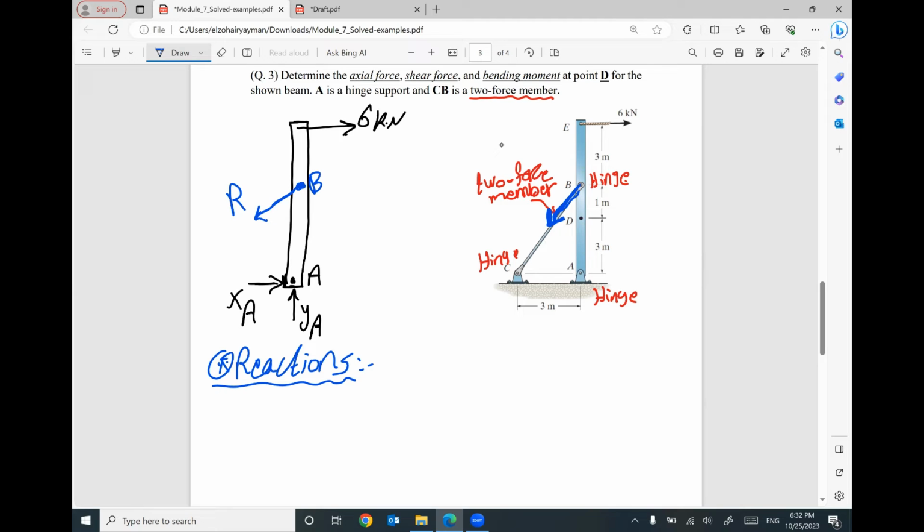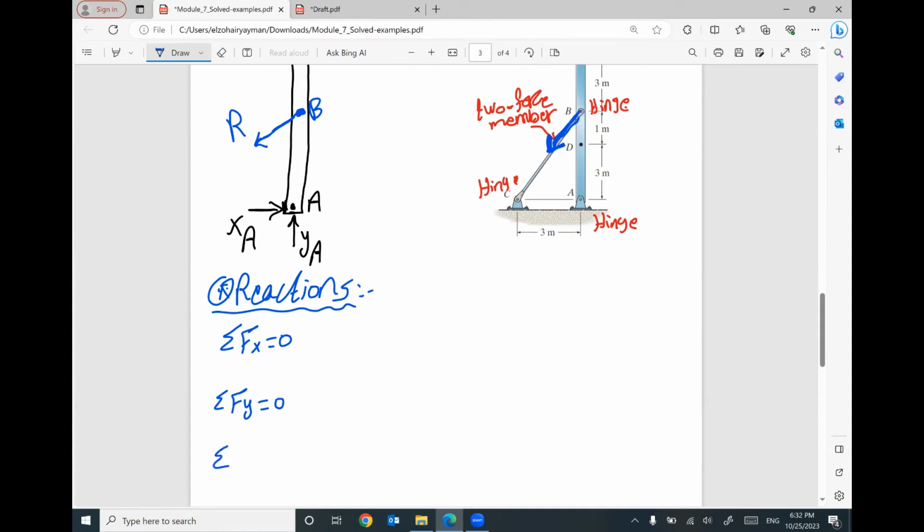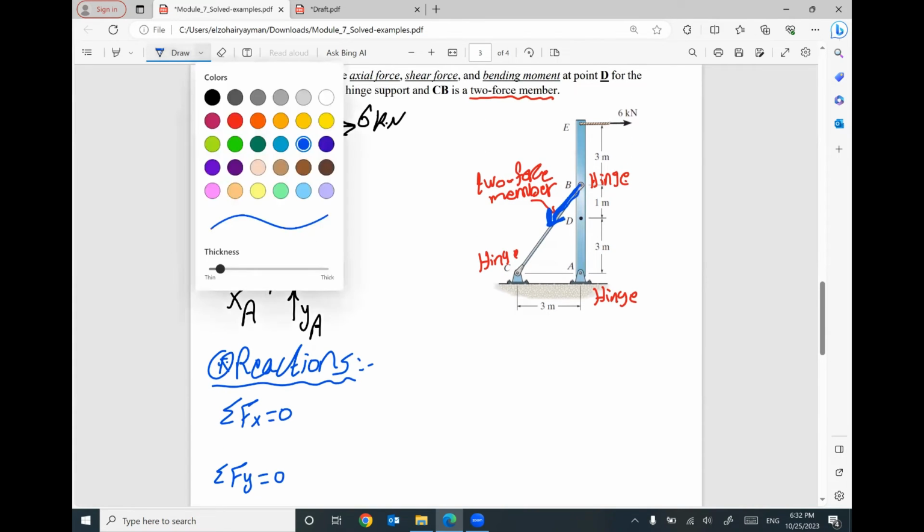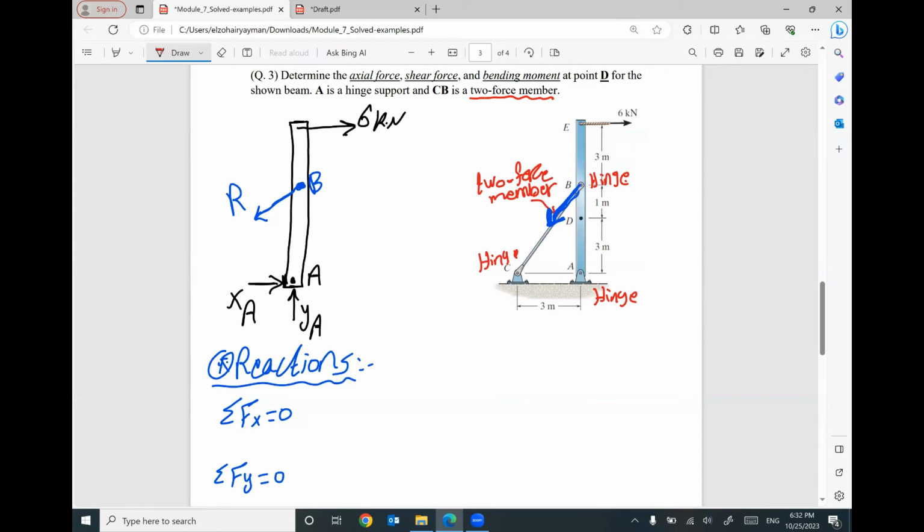Before starting to apply summation F of x equals 0, summation F of y equals 0, and summation moment at any point equals 0 to figure out the reactions, I need to break this reaction into two components. If I assume this is my angle theta, this component will be R cosine theta, and this component will be R sine theta.